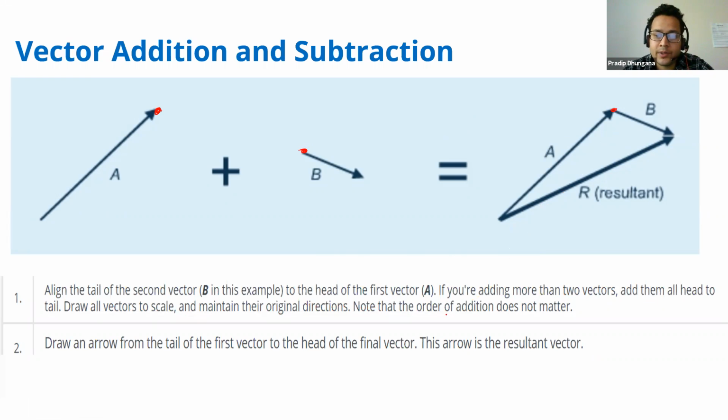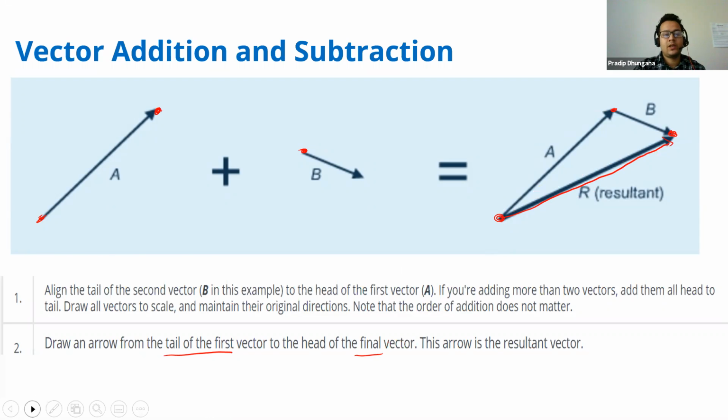Note that the order of addition does not matter. Draw an arrow from the tail of the first vector to the head of the final vector. Tail of the first vector is here and head of the final vector is here. And this arrow is the resultant vector. You can see here, this arrow is the resultant vector. So in that way, we can add two or more than two vectors and find the resultant vector.